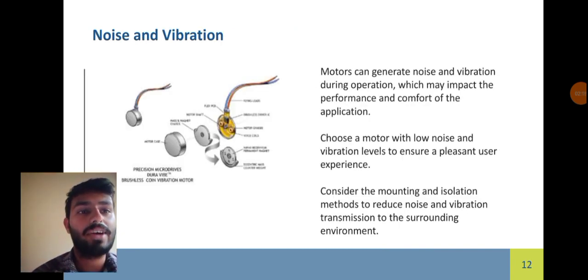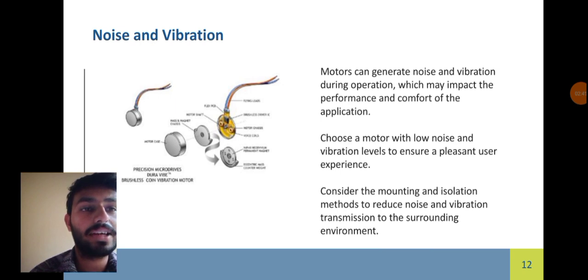Noise and vibration. Motors can generate noise and vibration during operation, which may impact the performance and comfort of the application. Choose a motor with low noise and vibration levels to ensure a pleasant user experience. We have to select a motor with low noise and low vibration levels.